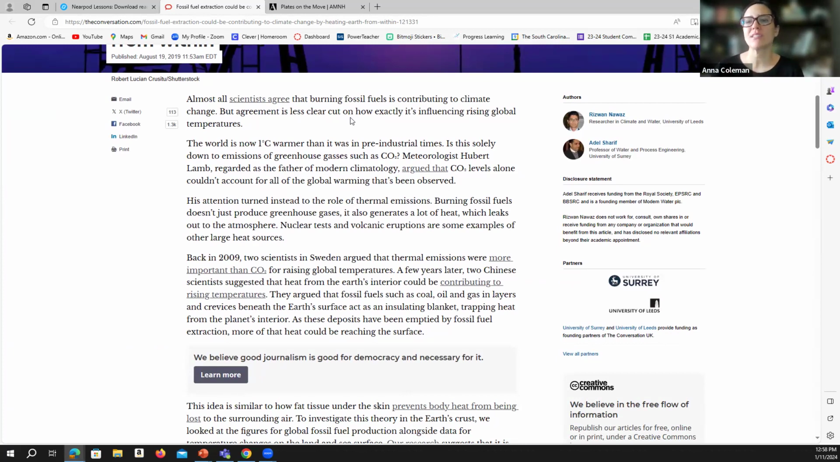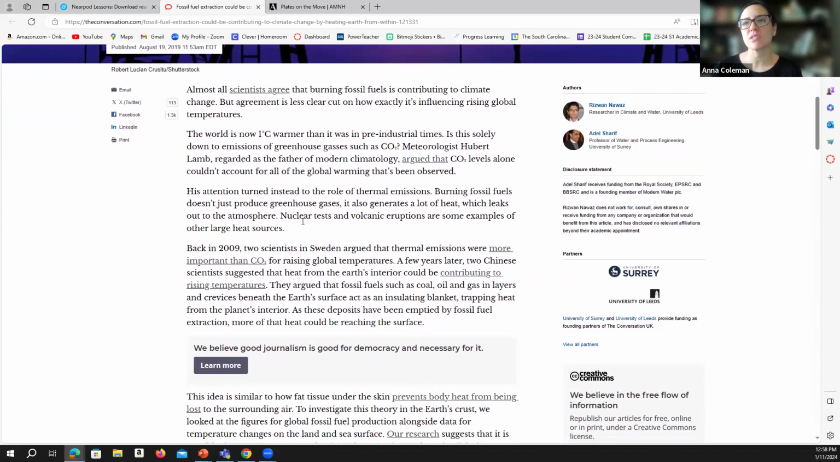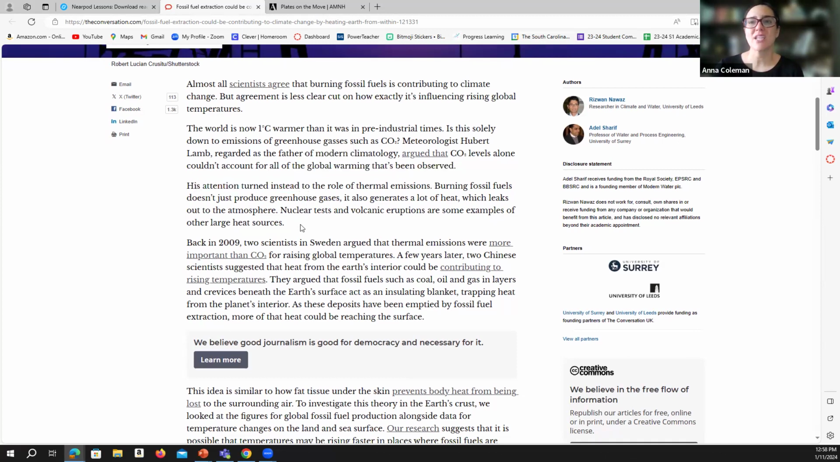The world is now 1 degree Celsius warmer than it was in pre-industrial times. Is this solely down to emissions of greenhouse gases? Meteorologist Hubert Lamb, regarded as the father of modern climatology, argued that CO2 levels alone couldn't account for the global warming that's been observed. So his attention turned to the role of thermal emission. Burning fossil fuels doesn't just produce greenhouse gases, it also generates heat, which then leaks out into the atmosphere. Nuclear tests and volcanic eruptions are some examples of other large heat sources.